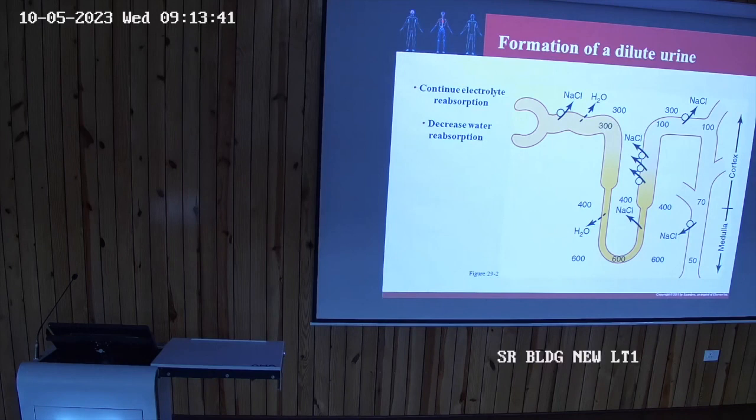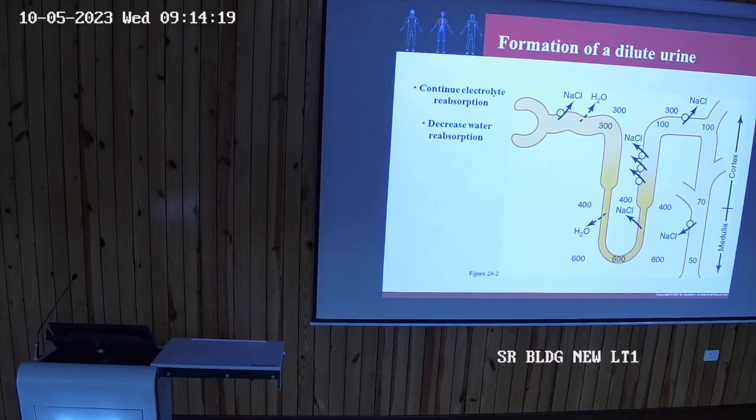Formation of diluted urine. What are the factors which will regulate the formation of diluted or concentrated urine? In previous lectures we saw the mechanism of urine formation, which has three points: reabsorption, secretion and excretion. Once urine has been formed, depending on the environmental condition, dietary intake and body requirement, the urine may be concentrated or diluted. So what factors make the urine diluted or concentrated?